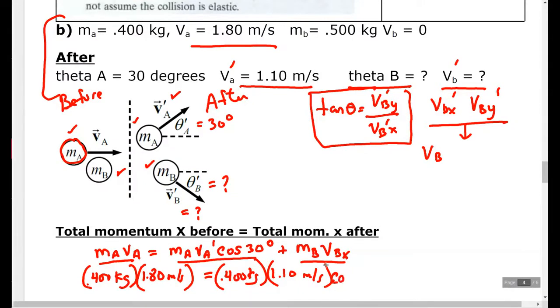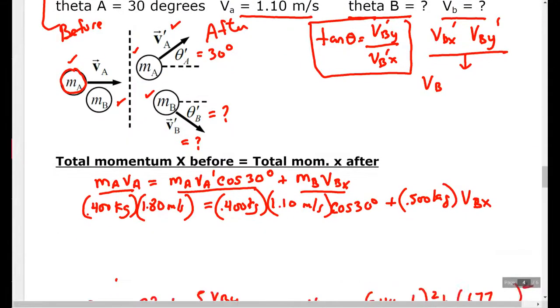Yeah, cosine is going to give me the horizontal, 30 degrees, plus the second, the BMB is 0.5. So this is, well, actually, wait a second. Yeah, it's 0.5, right? 0.500 kg times what we want, VBX. So let's see how we did here.